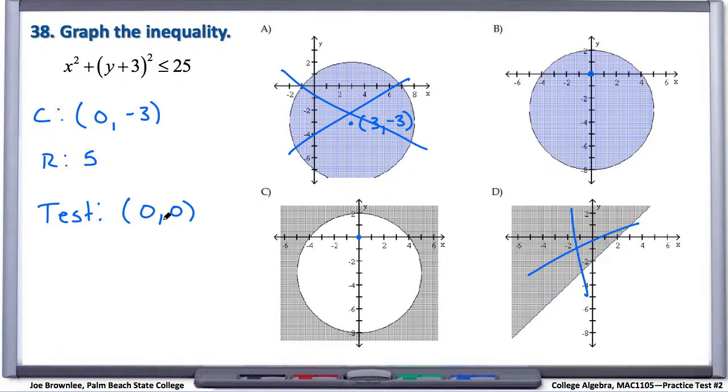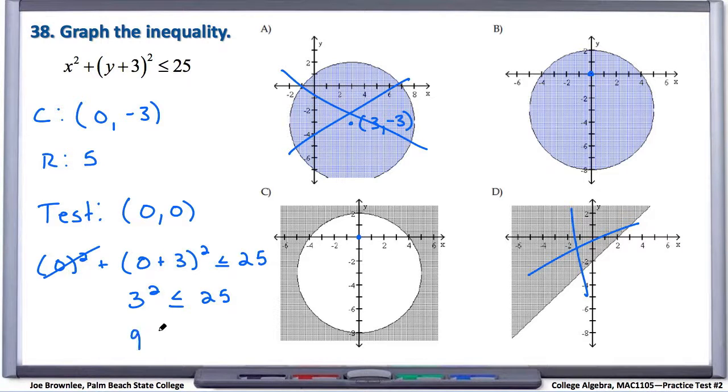And if we test 0, 0, we're going to take this point, plug it into the original inequality, and see if we get a true or false answer. So we're going to plug in 0 for x, so that gives us 0 squared plus 0 plus 3 squared is less than or equal to 25. Well, 0 squared we know goes away. Inside the parentheses we have 0 plus 3, which is just 3. So we have 3 squared is less than or equal to 25. 3 squared we know is 9, less than or equal to 25. Is that a true statement? Is 9 less than or equal to 25? Yeah, it sure is. That's true.